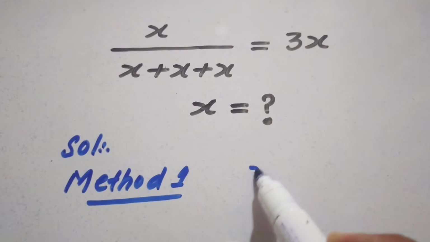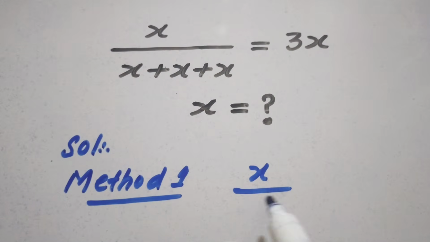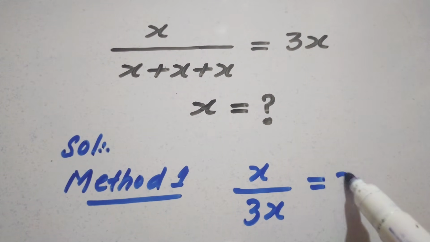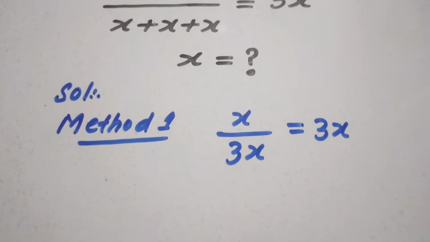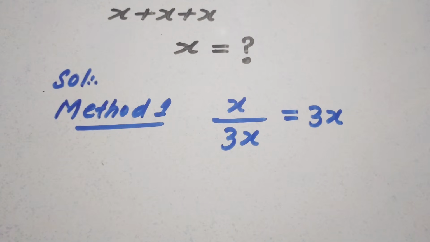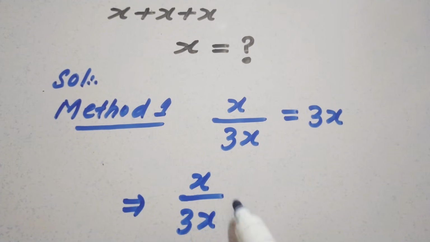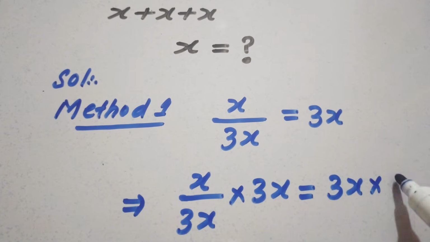In this method, x divided by x plus x, which is 3x, is equal to 3x at the right hand side. So now we have x divided by 3x is equal to 3x. Now multiplying both sides by 3x: x divided by 3x multiplied by 3x is equal to, at the right hand side, 3x multiplied by 3x.